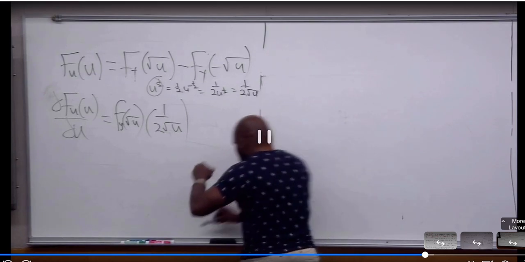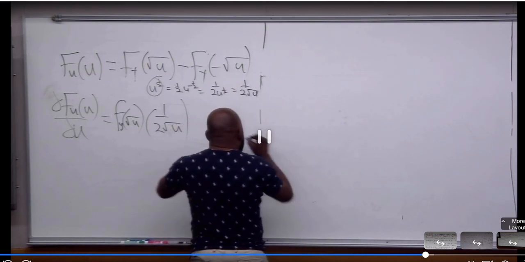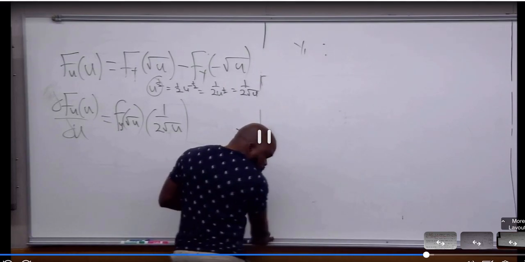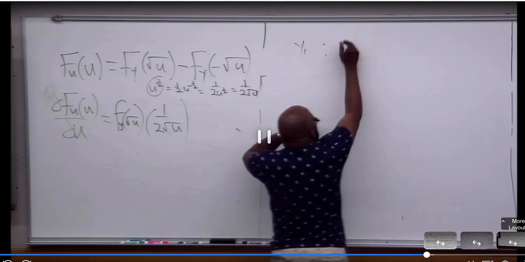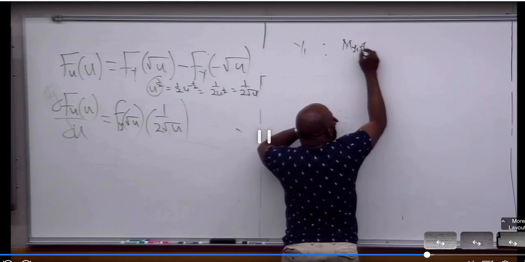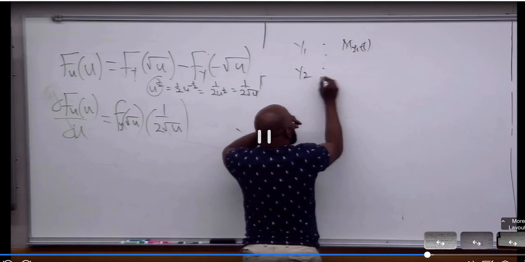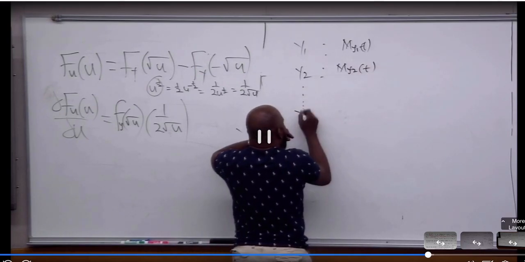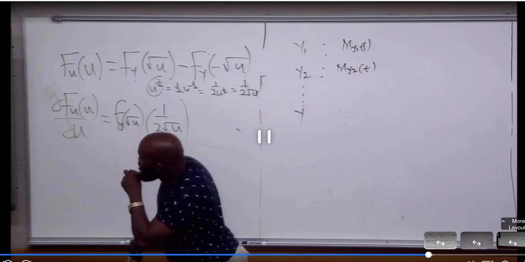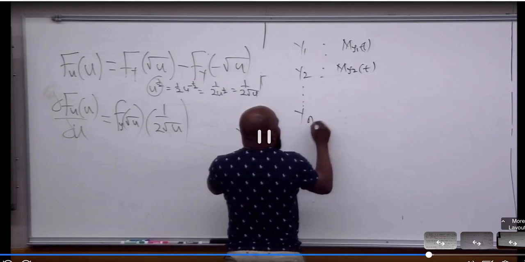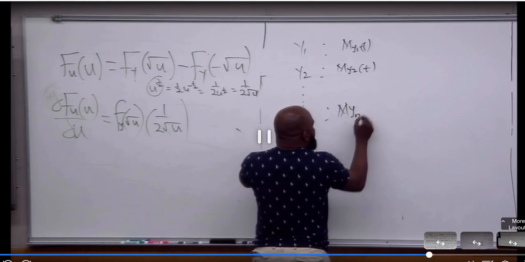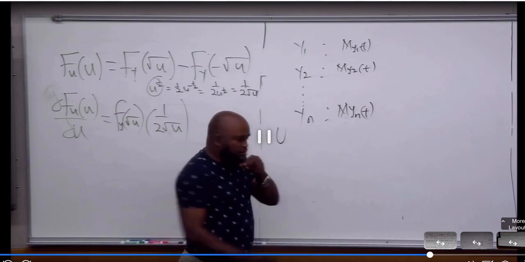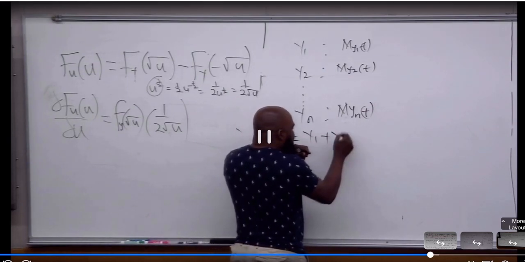okay, for Y1 the moment generating function is this. For Y2, the moment generating function is this. And so on, until we get to Yn, the moment generating function is this. But right now, we want to define a new variable, which is a function of these.